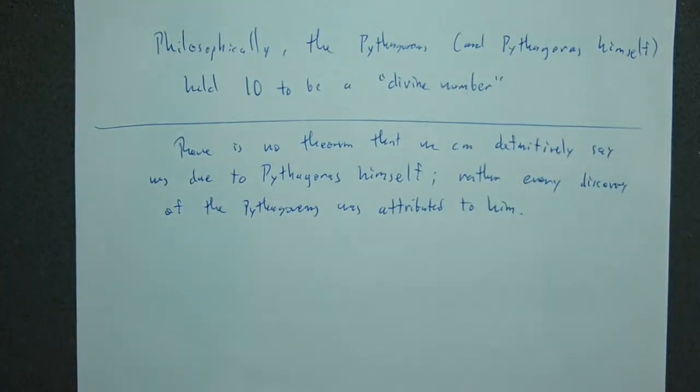Now, while that's true, it's also good to note that this isn't to say that there's anything due to the Pythagoreans that we think that Pythagoras could not have shown or wouldn't have been able to show. It's just a question of there's no hard evidence that it was due directly and specifically to him and not some other Pythagorean. Okay.